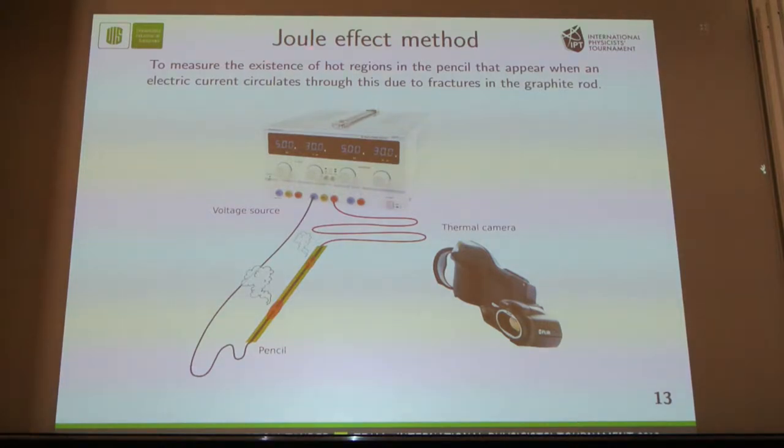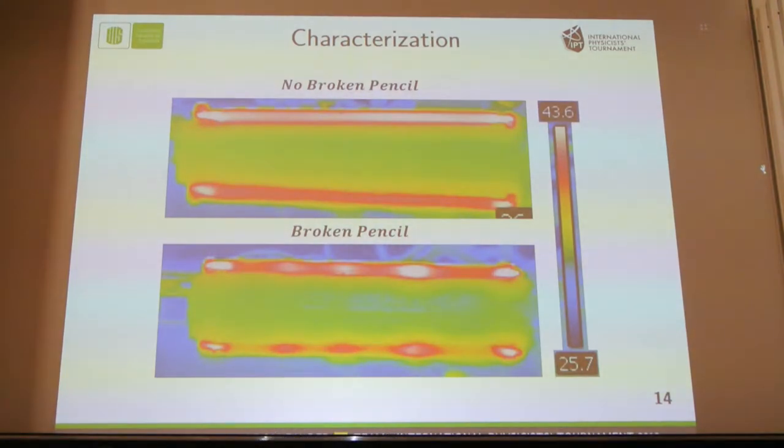This method is called the Joule effect. The Joule effect talks about the kinetic energy that the electrons lose when they find some irregularities in the pencil, some change in the impedance. What we did was make a current pass through the pencil and, with a thermal camera, see which points heated first. For our baseline, an unbroken pencil, just taken out of the box, we see that it starts heating homogeneously at the same time in all the pencils.